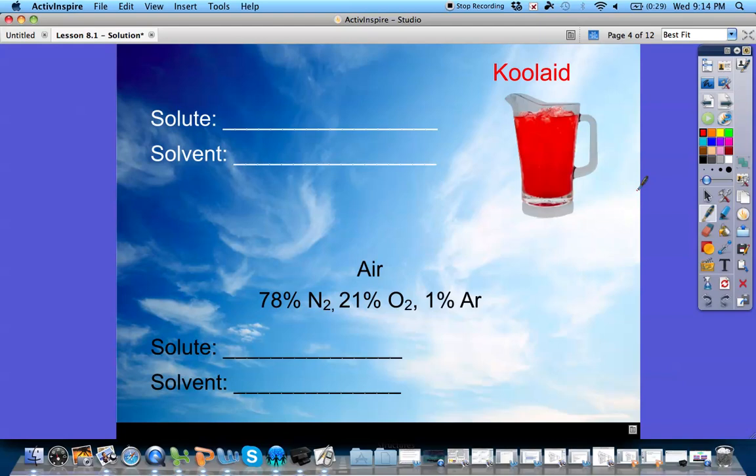So here's a couple solutions that we can take a look at. Our first solution is Kool-Aid. Think about, what is the solute in Kool-Aid? Well, it's the flavoring packet, which has the flavoring, the dye, but it's mainly sugar. The solvent, we mix that flavoring packet, the mix of the Kool-Aid, into water. So that is the solvent. We have less of the flavoring, more of the water.